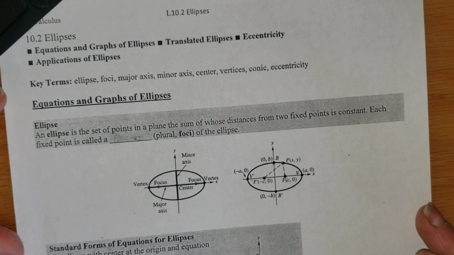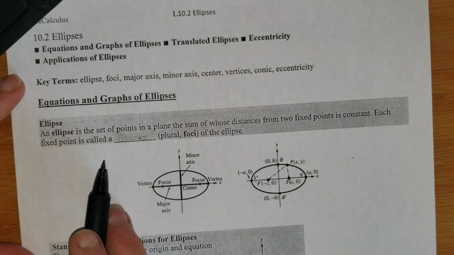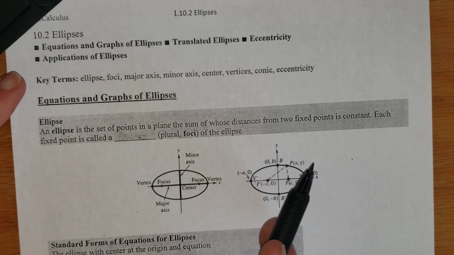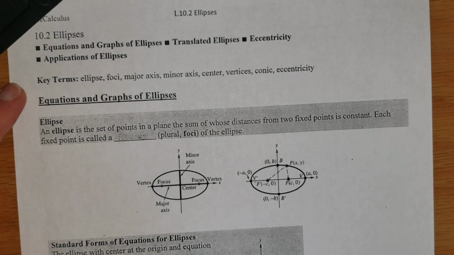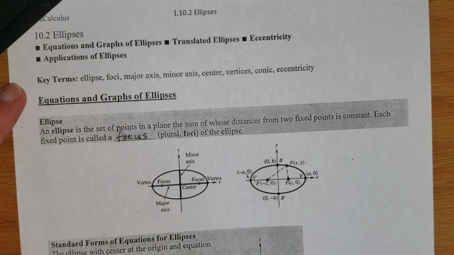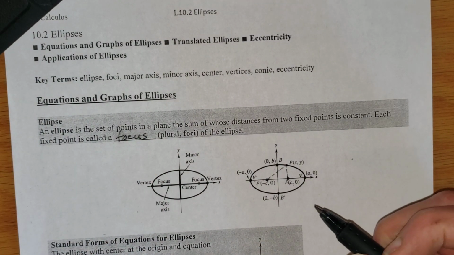Now it's time to learn about ellipses. An ellipse is the set of all the points in a plane, the sum of whose distances from two fixed points is constant. Each of those fixed points is called a focus. If we talk about both of them, plural, we would call them foci, the foci of the ellipse.